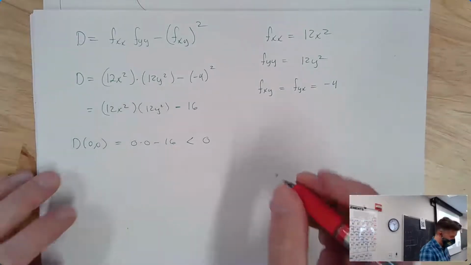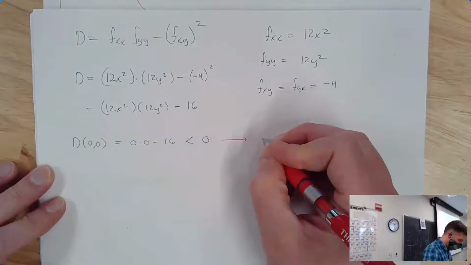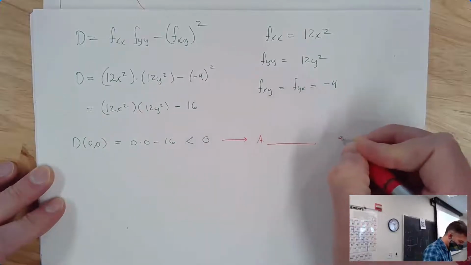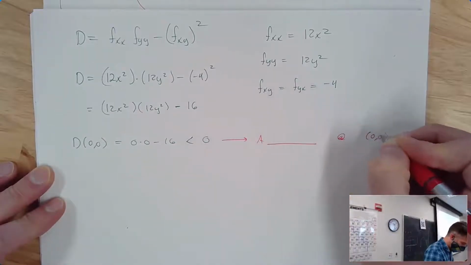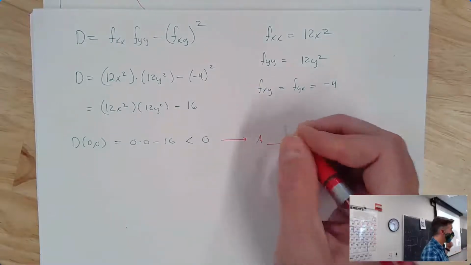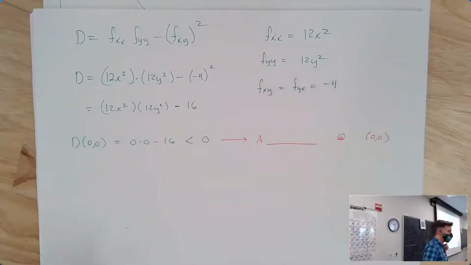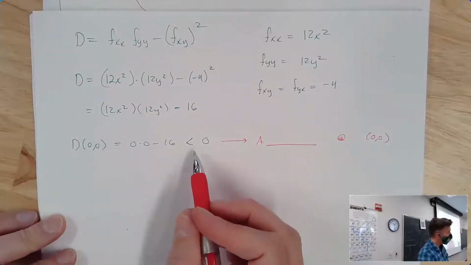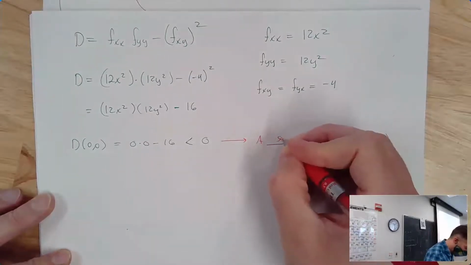When this thing is negative, that means we have a what at our critical point? Is it a max, a min, or a saddle? Well, if I'm not doing more work, it means it's a saddle, right? Because if it was greater than 0, I'd have to do an additional step and check whether it's a maximum or minimum. So it's always 100% the case that if this quantity is negative, you have a saddle.